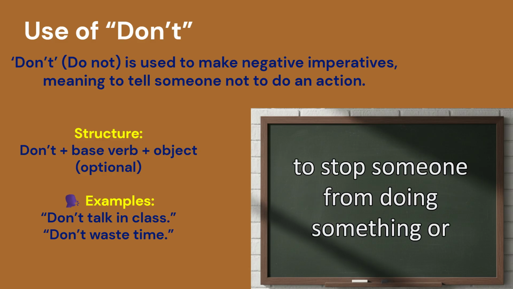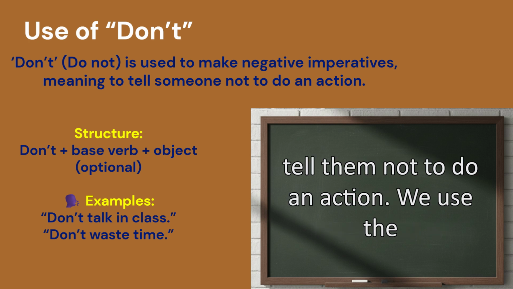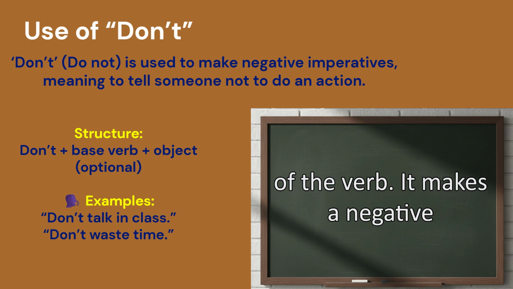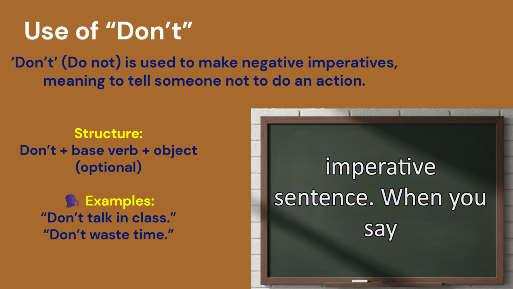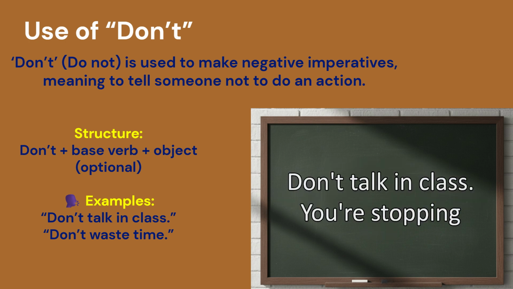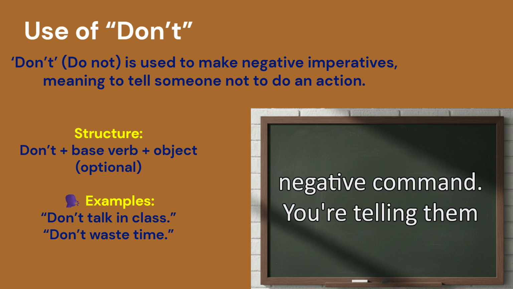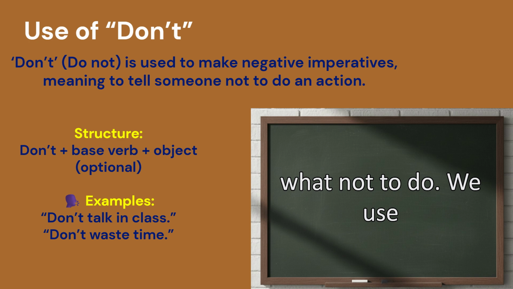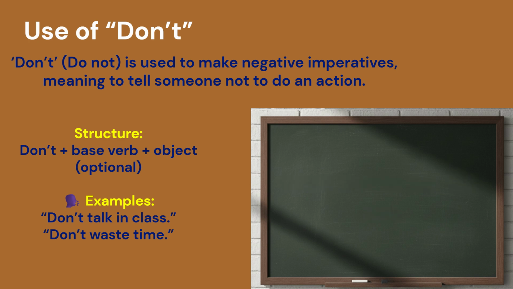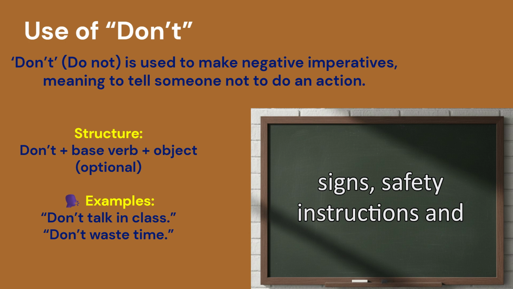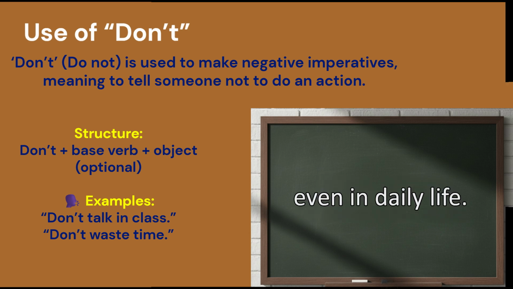Now let's talk about don't. When we want to stop someone from doing something or tell them not to do an action, we use the word don't before the base form of the verb. It makes a negative imperative sentence. When you say, don't talk in class, you're stopping someone from doing that action. It's a negative command. You're telling them what not to do. We use don't in schools, traffic signs, safety instructions, and even in daily life.